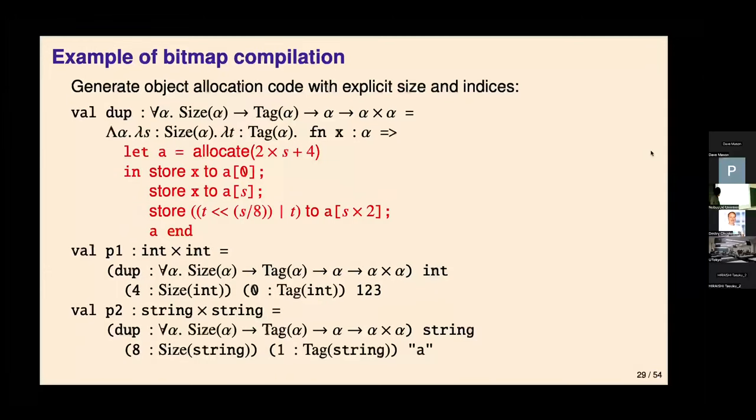And finally, we obtain this form of code, where the compiler generates the type-specific information like this, and the polymorphic function uses the type-specific information to compute the layout of data.